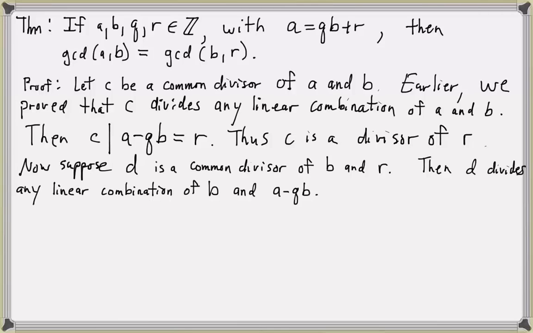But I can actually write A as a linear combination of B and A minus QB. So I can write A as A minus QB plus QB. So this is a linear combination of B and A minus QB. And I said that D has to divide this linear combination. So D divides this whole expression. But if you see, if I simplify this expression, that just equals A.